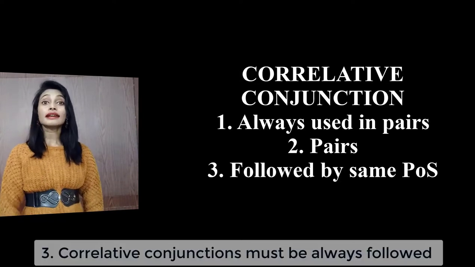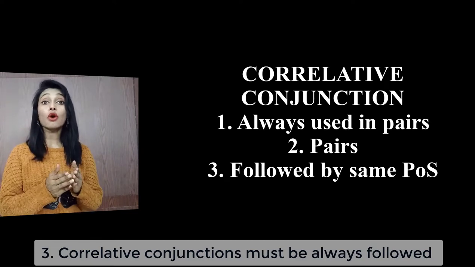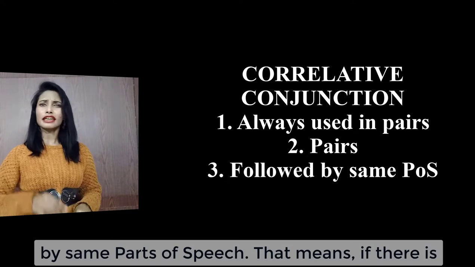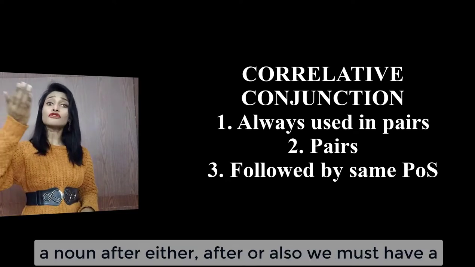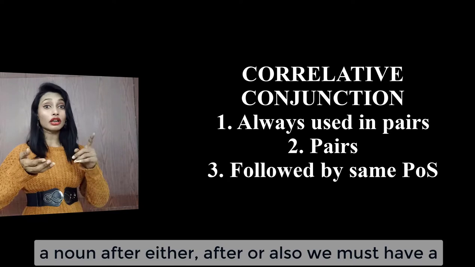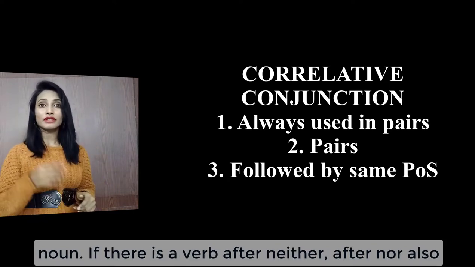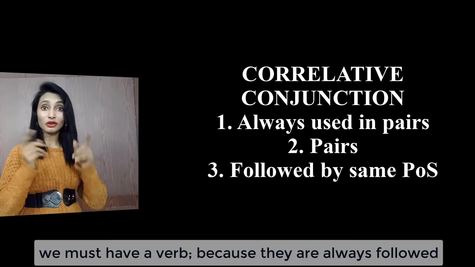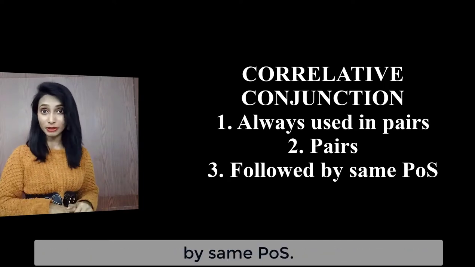Third point: correlative conjunctions must always be followed by the same parts of speech. That means if there is a noun after either, after or also we must have a noun. If there is a verb after neither, after nor also we must have a verb, because they are always followed by the same parts of speech.